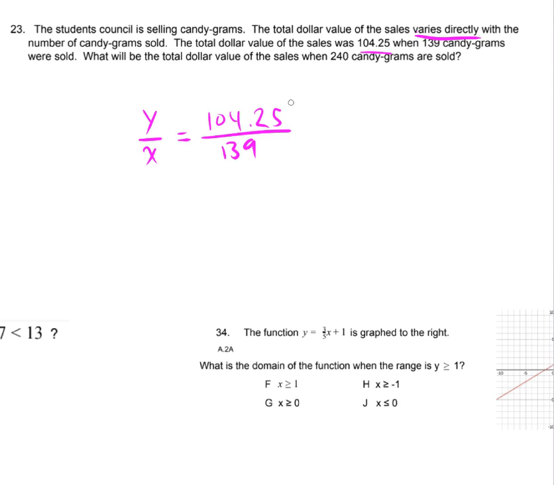Now, the thing is, though, it says what would be the total value of the sales when 240 candygrams are sold. So they're just not interested in this. They're actually interested in, what if instead of the 139 candygrams, we had 240 candygrams sold?